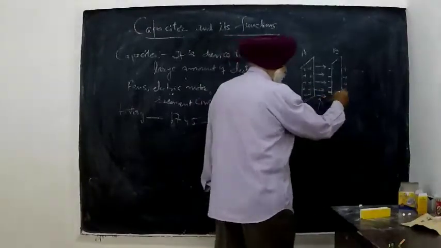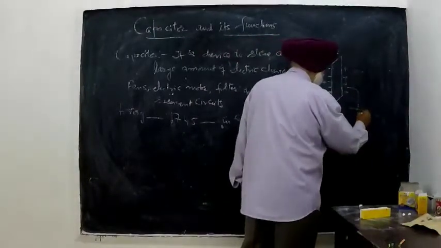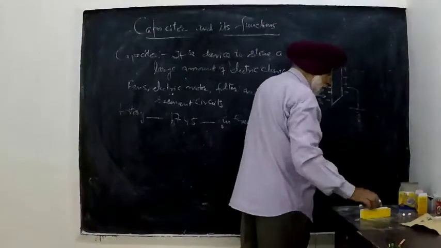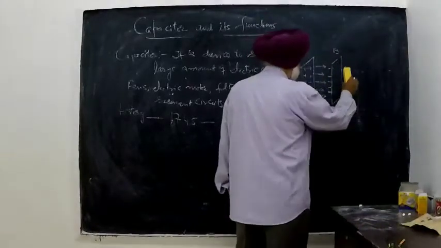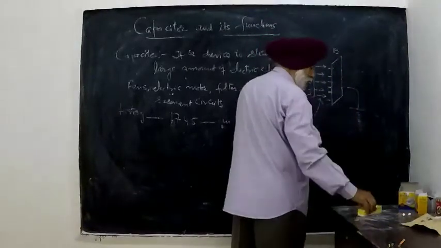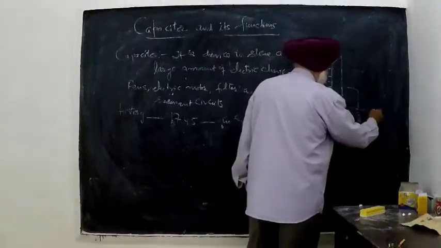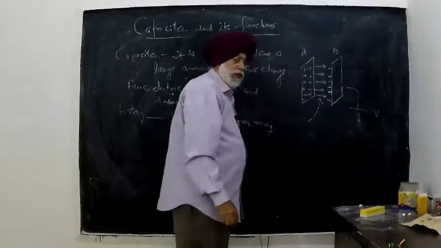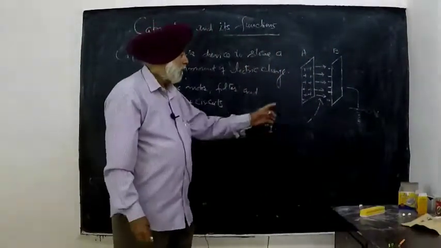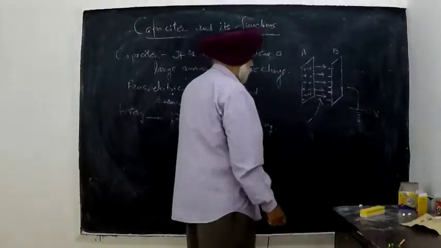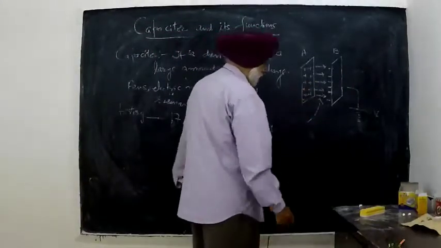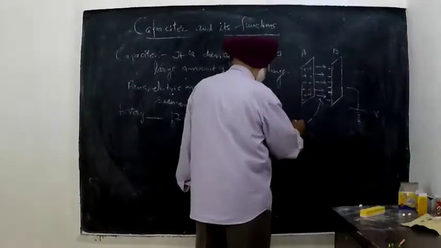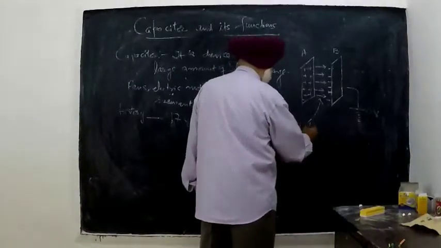Now if we connected it to the earth, then whole of the positive charge moves to the earth, which is at zero potential. The material which is placed between the two plates, that is called dielectric.